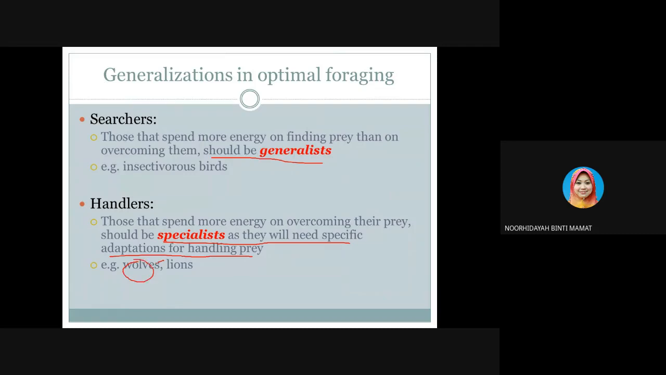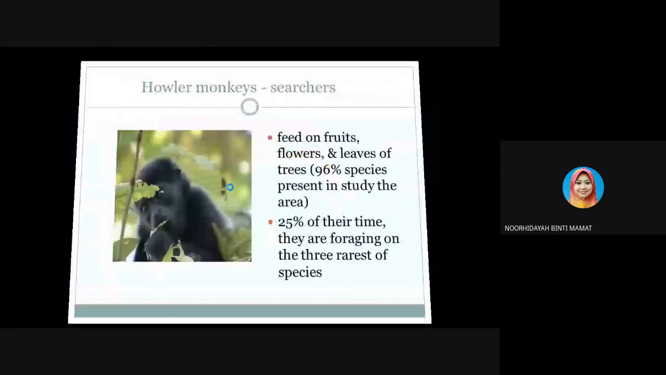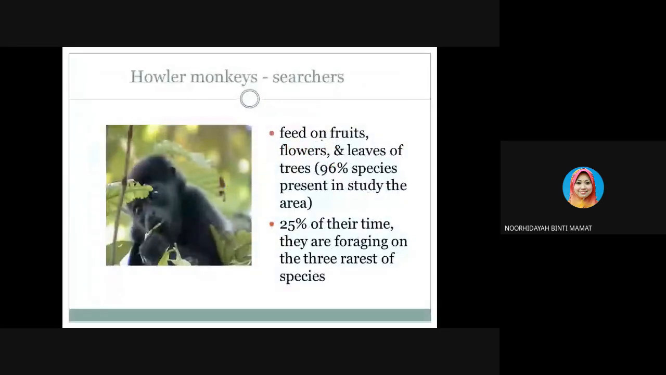For example, wolves and lions are specialists, which are handlers. They spend more time on overcoming the prey, compared to the searchers, which spend more time on finding the prey. For example, insectivore birds are examples of searchers, and also the howler monkeys. The howler monkeys feed on fruits, flowers, and leaves. And 96% of species are present in the study area, and 25% of them are foraging on the three rarest species. They selected their food.